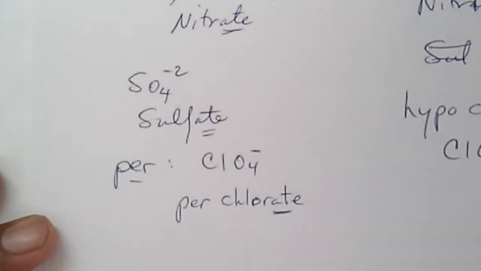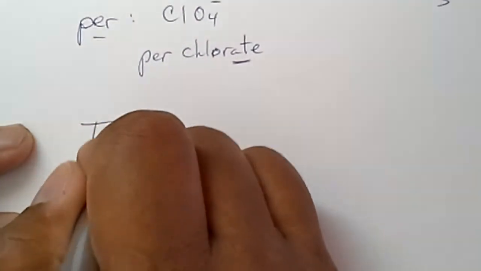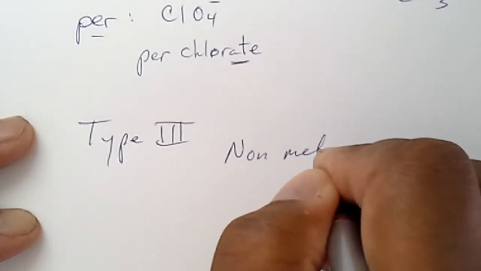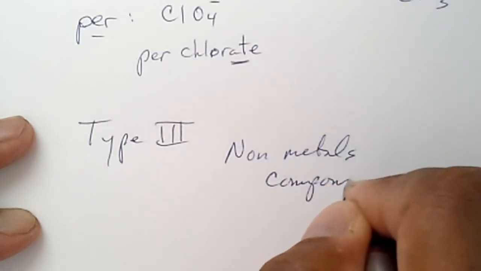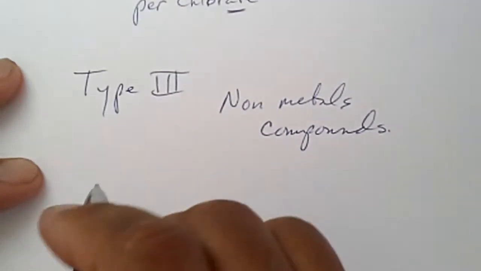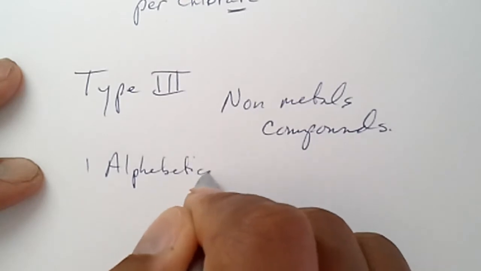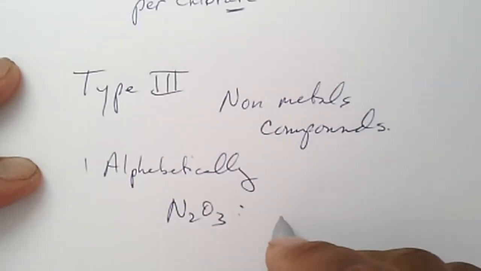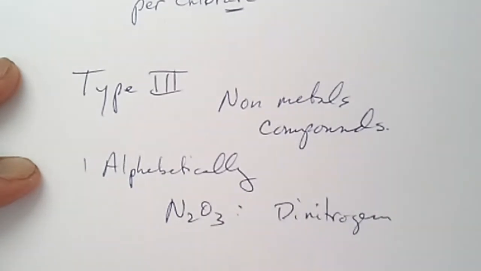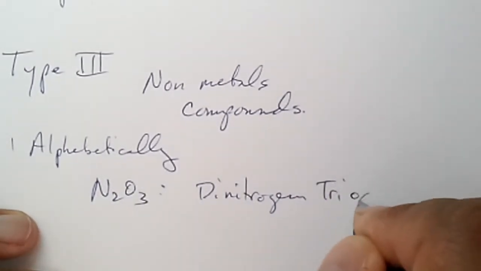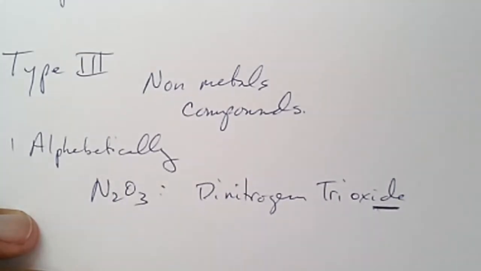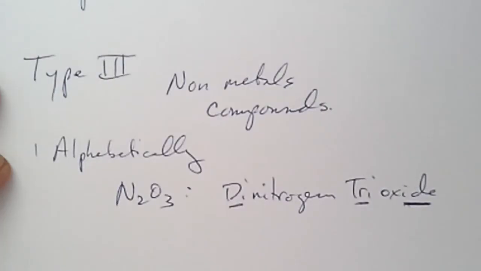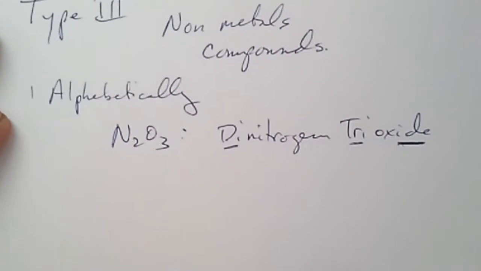And the last type is type 3. These are nonmetals typically, but they are compounds versus ions. These are compounds, covalently bound. Here they're listed alphabetically. For instance, N2O3 is dinitrogen trioxide. Again the IDE, and the prefixes here indicate the number of each element, and these again are type 3 compounds. They're not ions, they're covalently bound.